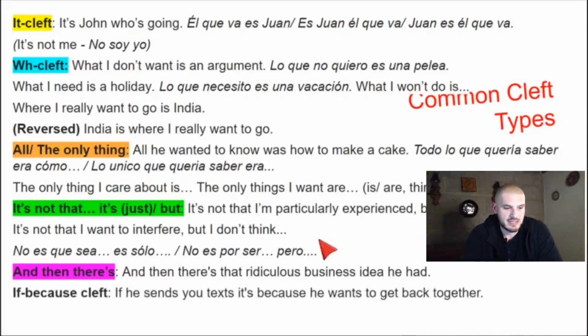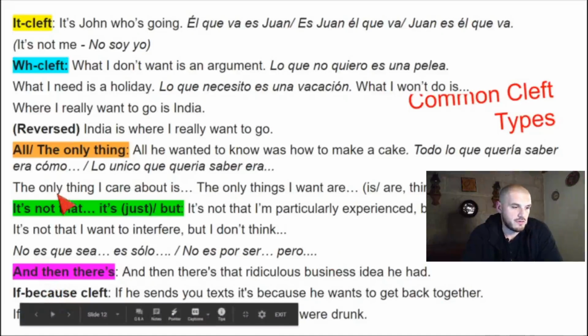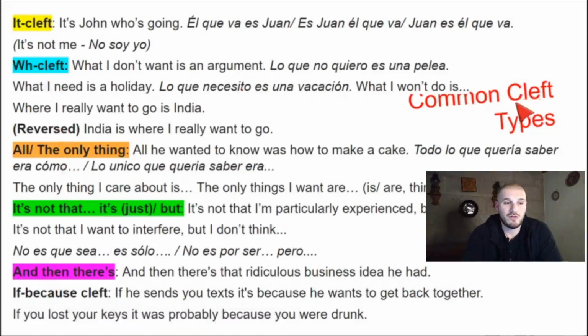If he sends you a text, it's because he wants to get back together. If you lost your keys, it was probably because you were drunk, okay? Si perdiste tus llaves, a lo mejor fue porque, okay? En lugar de solo decir, perdiste tus llaves borracho, you could say, if you lost your keys, it was probably because you were drunk. So these are 1, 2, 3, 4, 5, 6 different types of clefts, which you are likely to hear in English. Some of them are super common, right? Like, what I don't want is, or the only thing I care about is. Okay, these are super common in Spanish and English.